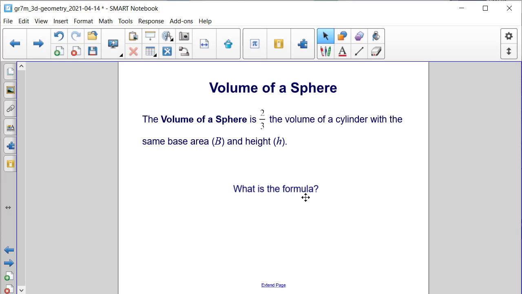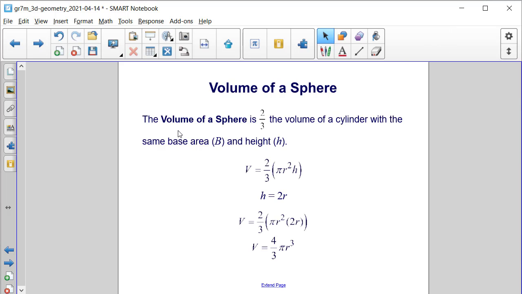So take a moment to pause this video to think about the formula, and when you're done and ready for it, unpause it. So again, we know that the volume of a sphere is 2/3 the volume of a cylinder. So we can start off with 2/3 times pi times the radius squared times the height. But then the height of a sphere is actually its diameter, or 2 times the radius.